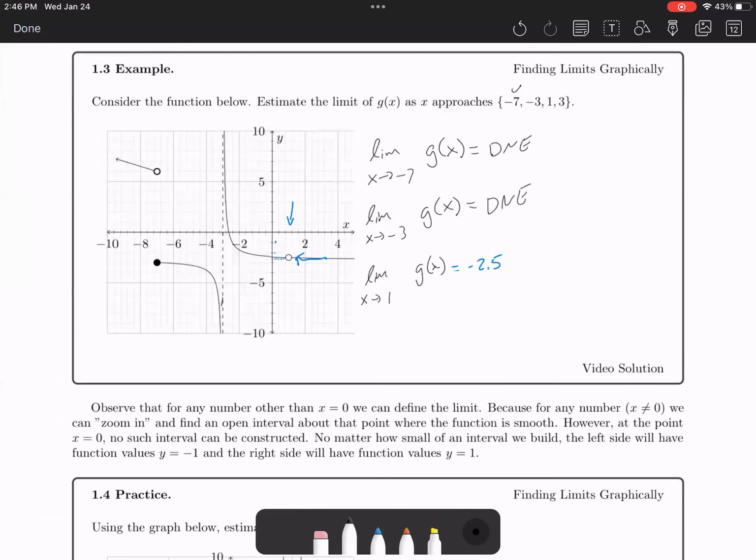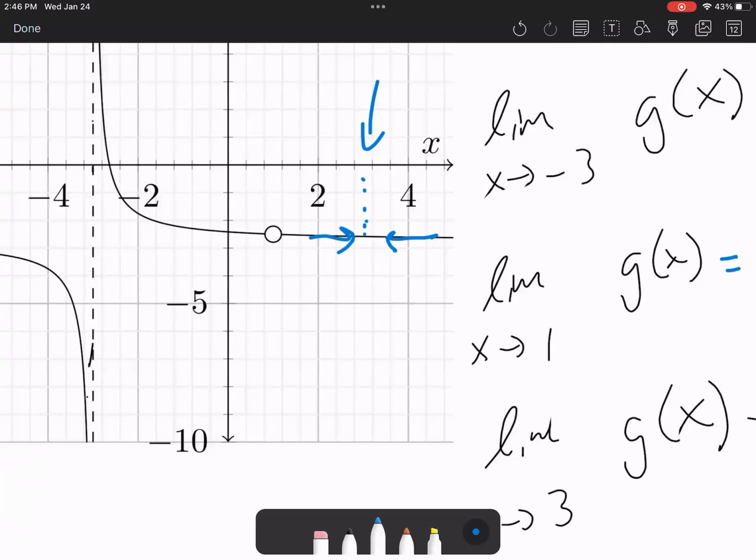All right, let's work on our last limit here. The limit as x approaches 3. So here's the x value of 3. What is my function doing as we get closer and closer to 3? This function has a well-defined limit. In fact, over here, we had a removable discontinuity. Here, we don't even have a discontinuity. It's a continuous function. The limit is well-defined.